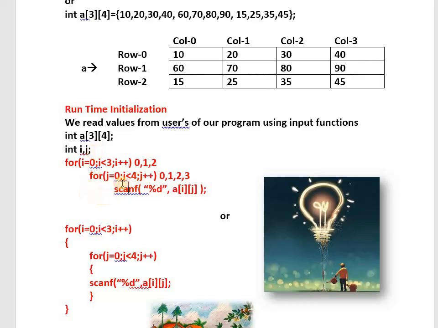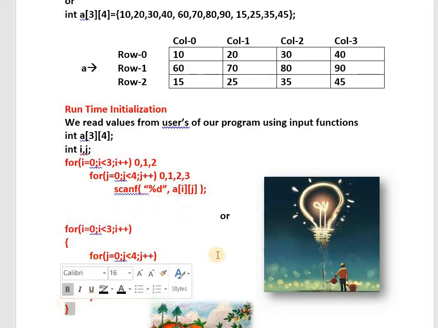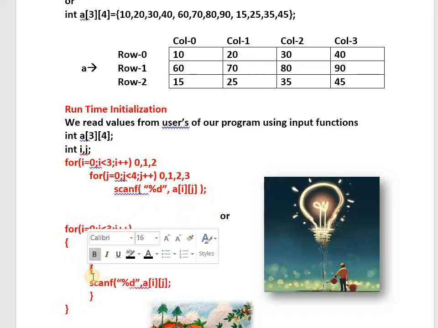Now only one statement belongs to the inner loop, and only this belongs to the outer loop. That's why I have not used curly brackets. You can use curly brackets also. See here, outer loop started, inner loop started, inner loop completed, outer loop completed. Like this also you can write. In this way you can write, or in this way you can write. Both are valid.